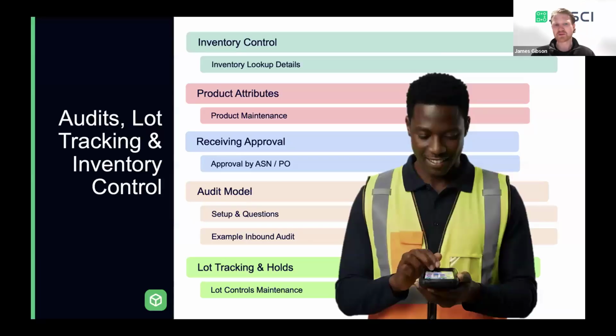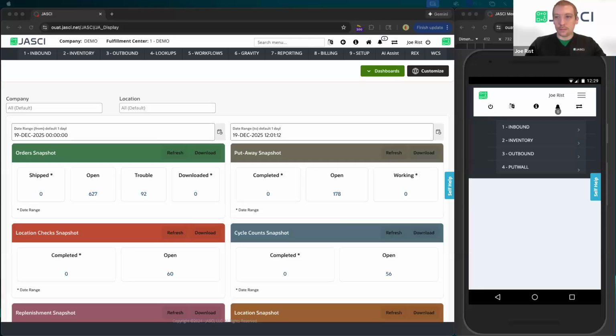So today we're going to be demonstrating our audits, lot tracking, and inventory control logic within the platform, going over our product attributes, receiving approval, and our audit model as well. Joe's going to be jumping into the platform here. If there are any questions throughout, I'll be monitoring the chat, so just feel free to put them in there, and we can dive right into the platform. Okay, Joe, I'll go ahead and share my screen.